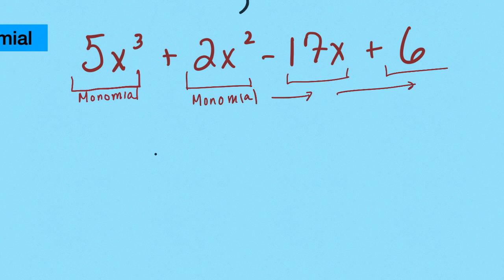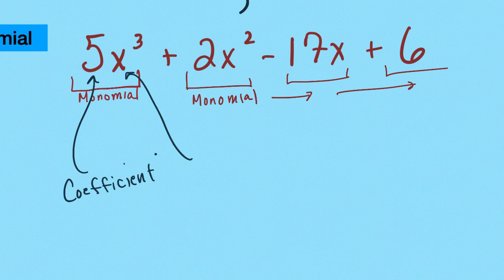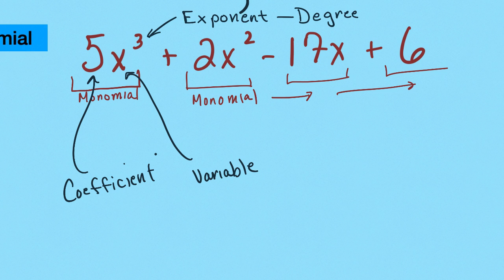And then in each of those monomials, we have different parts to it. So this would be your coefficient here. And then obviously we got our variable right there, the x. And then we have our exponent. Now this exponent has another name. It is called the degree of that term. Okay, it's just another way, so we don't have to say exponent 3, we just go degree 3.